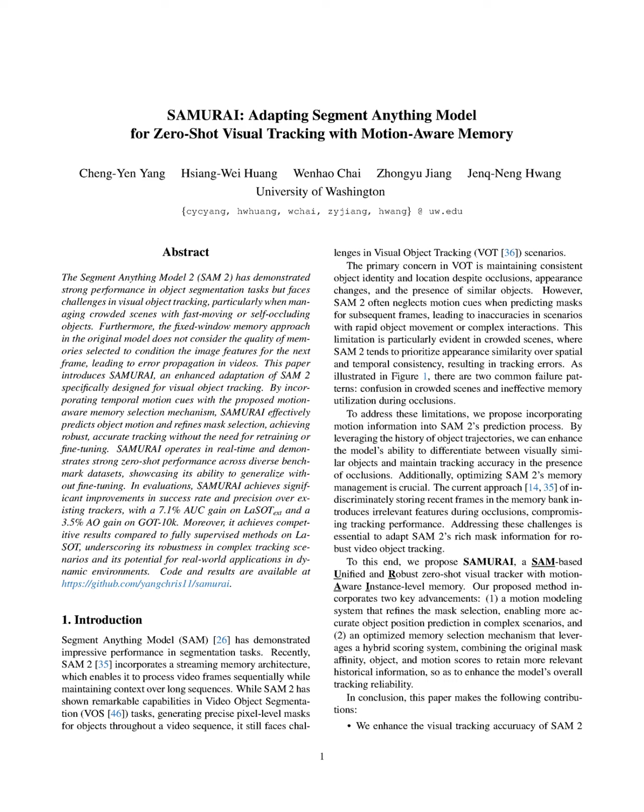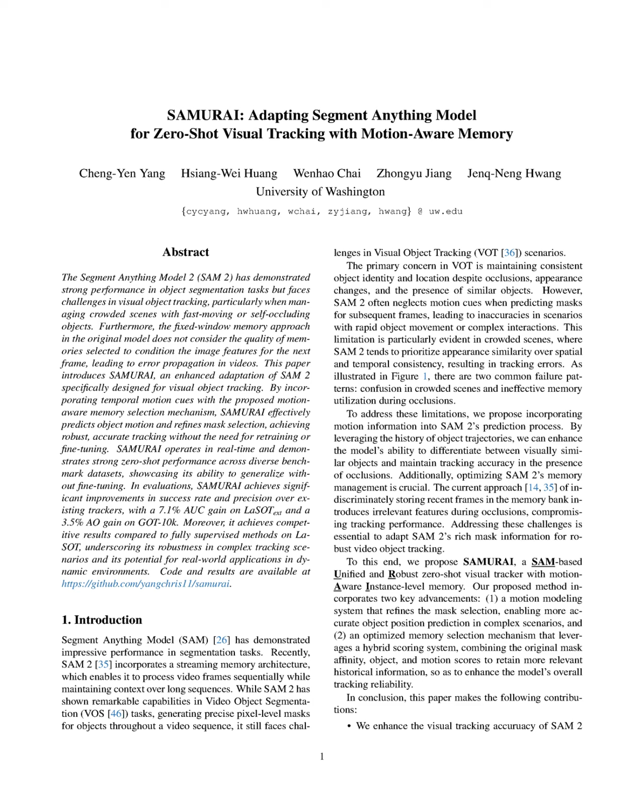The proposed Samurai method addresses the limitations of SAM2 in visual object tracking, VOT, by incorporating motion information and optimizing memory management to enhance tracking accuracy in complex scenarios. SAM2 struggles with maintaining consistent object identity and location during occlusions and rapid movements, often neglecting motion cues and prioritizing appearance similarity, which leads to tracking errors, especially in crowded scenes.